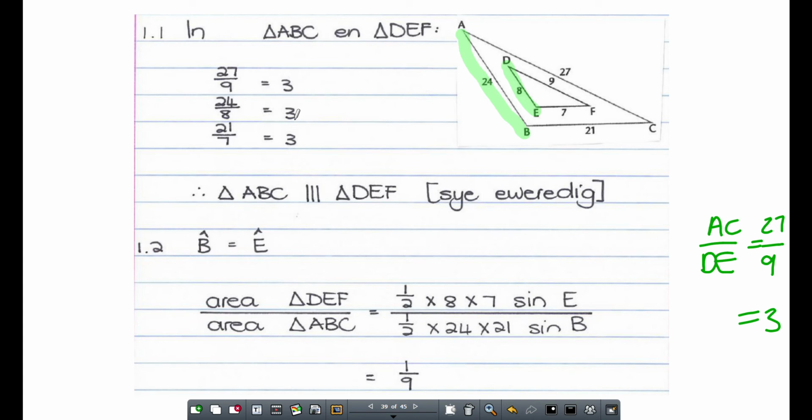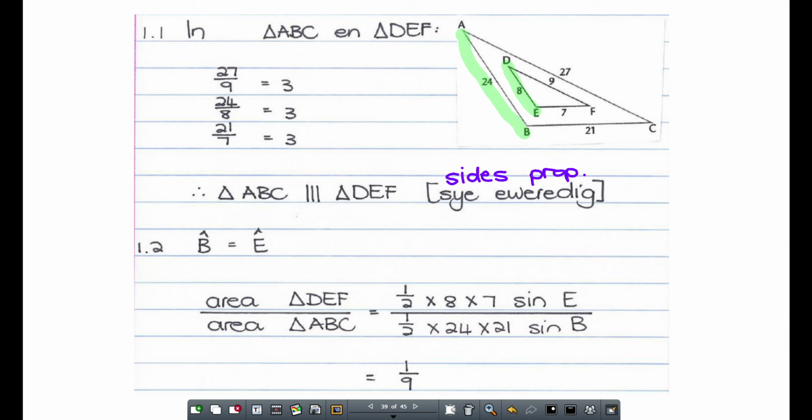Okay, now, once we see that all of these are the same, dan kan jy gaan sê, omdat hulle dieselfde is, beteken dit hulle is mooi in proporsie groter of kleiner gemaak. It's in proportion. So therefore, triangle ABC is similar to DEF, and your reason will be sides proportional. Sye eweredig. Nee? Okay. You guys good with that? Any questions? Laat ek hoor.